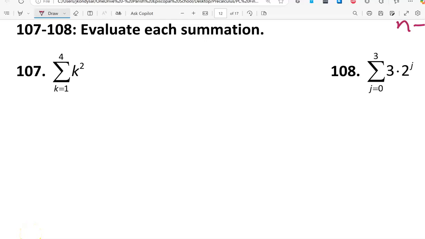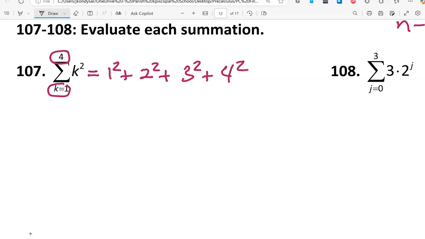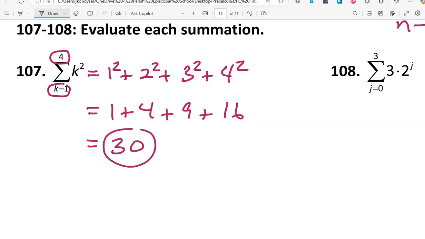In 107, the summation as k goes from 1 to 4 of k squared is 1 squared plus 2 squared plus 3 squared plus 4 squared. Summation means we just add all of those terms. So that's 1 plus 4 plus 9 plus 16, and that will be a value of 30.